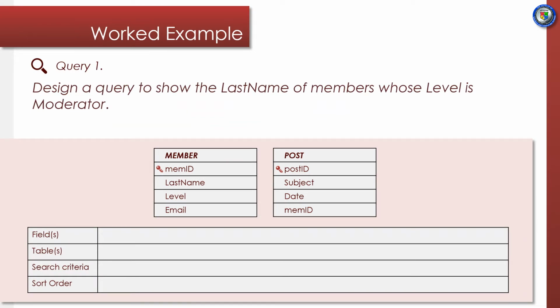Query 1. Design a query to show the last name of members whose level is moderator. The first step we would take is to extract the key information that we want to see at the end of this query. In this case, last name and level are two fields of information or entity attributes that we want to see at the end of the query. We've also been given an extra piece of information. Level is moderator. Moderator would be our search criteria.